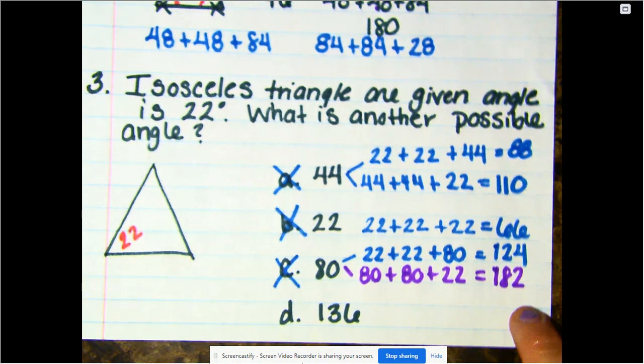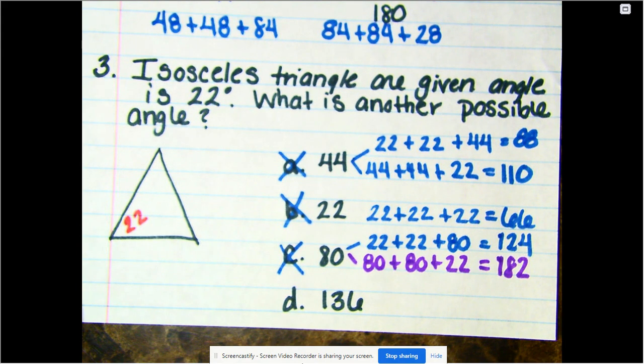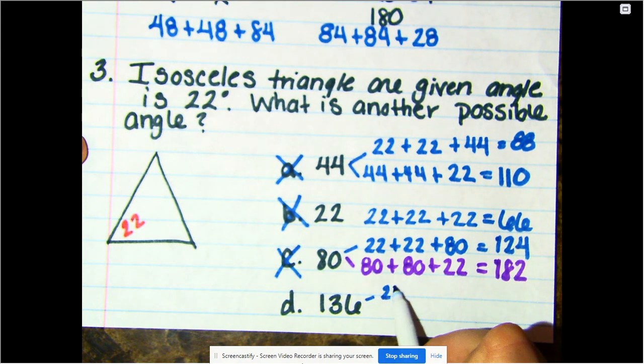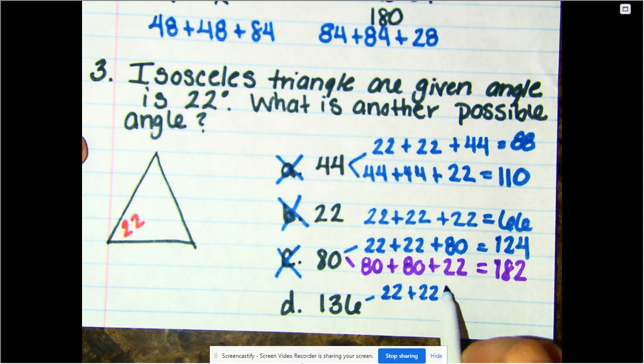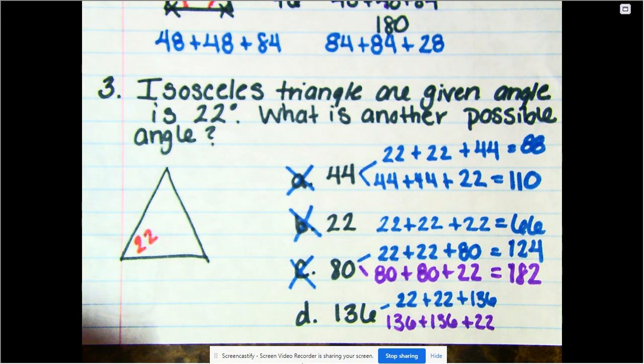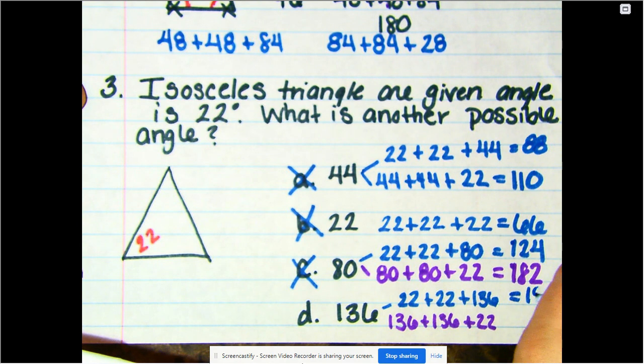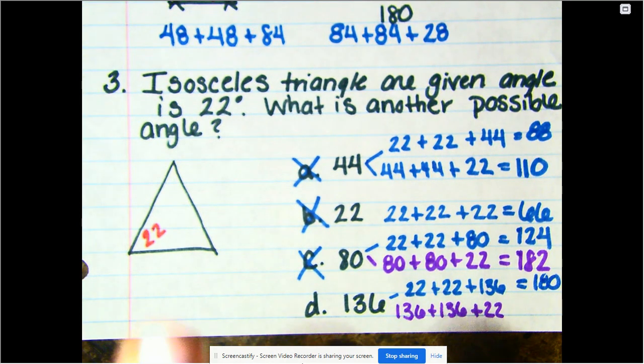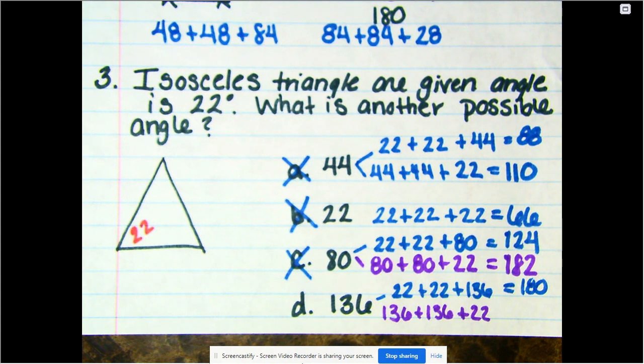Okay, so now our last and final option, so fingers crossed it should work. Let's say that my repeating angle is 22, so 22 plus 22 plus 136, and then another option could be that the 136 is repeating. 136 plus 136 plus 22. Let's see if either one of those work. 22 plus 22 plus 136 comes out to be 180. And just so we included all of the options before making our final decision, let's do 136 plus 136, which is bigger than 180, plus 22.